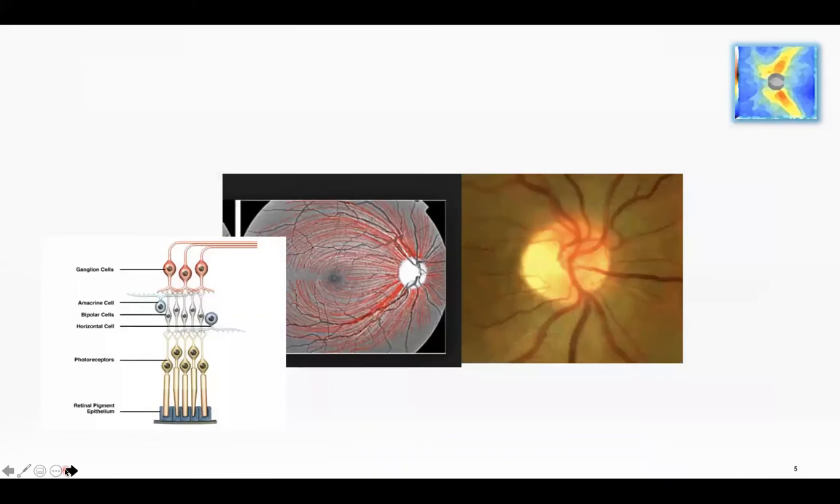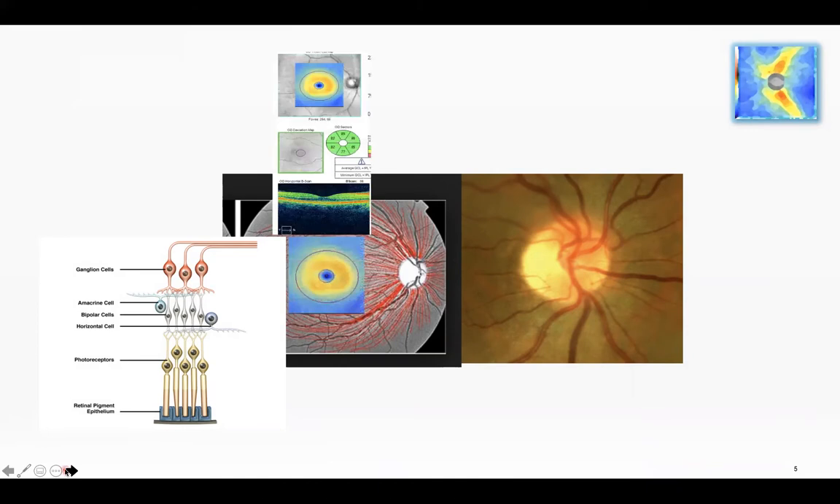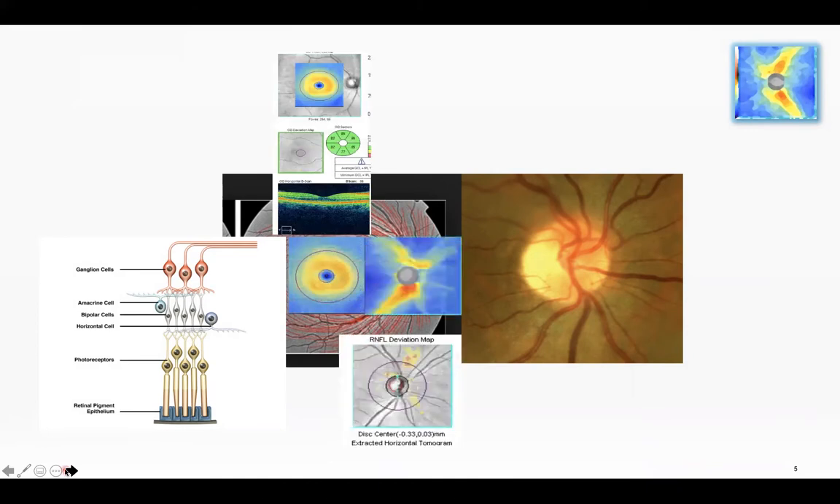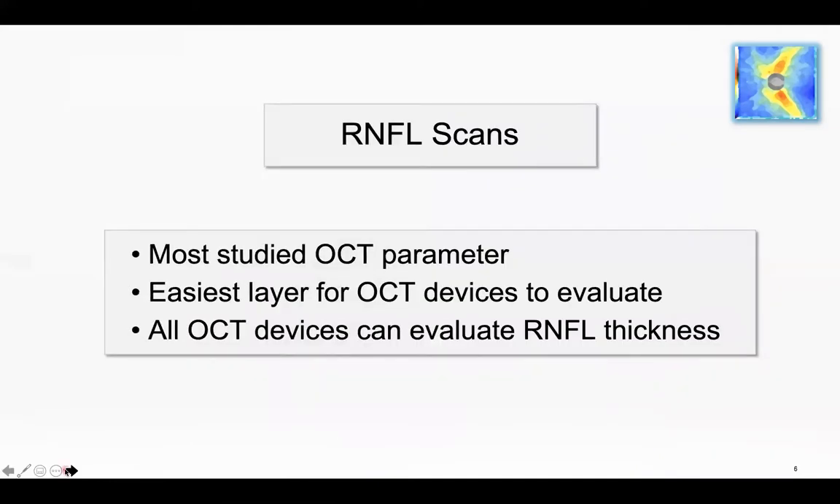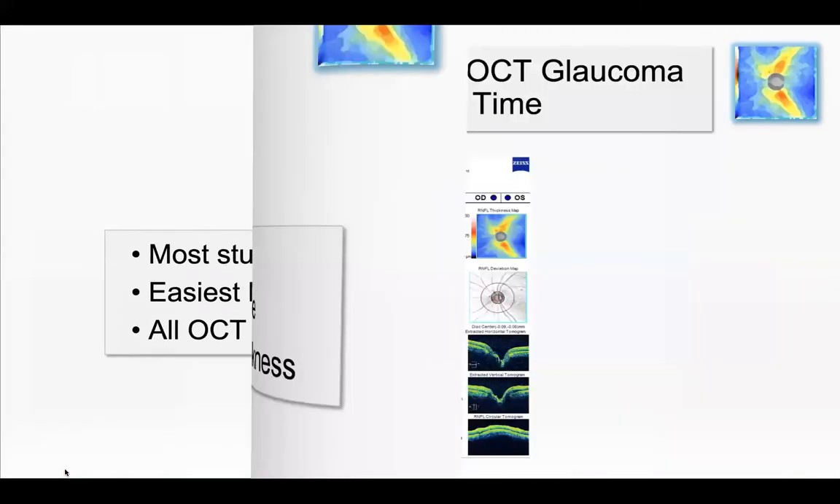So, glaucoma is a disease that affects ganglion cells. Ganglion cells form the inner retinal layers, and their axons form the RNFL, which converge to the optic nerve head as a neuroretinal rim. With OCT, we have a chance to identify the damage to the ganglion cells at the macula, at the RNFL, and at the optic nerve head with very high reproducibility. RNFL scans are the most studied OCT parameter. It's the easiest layer for OCT devices to evaluate, and all OCT devices can evaluate the RNFL thickness.